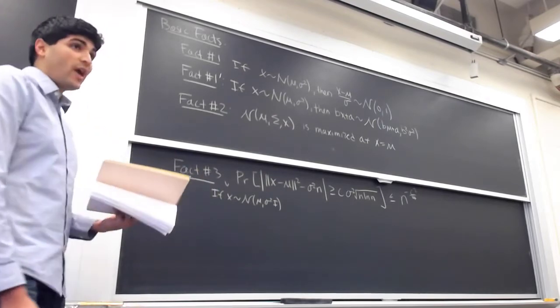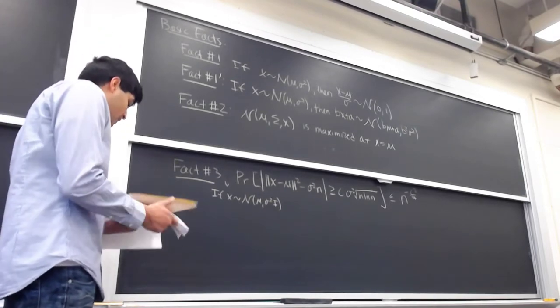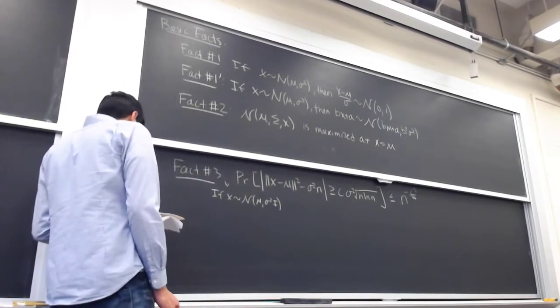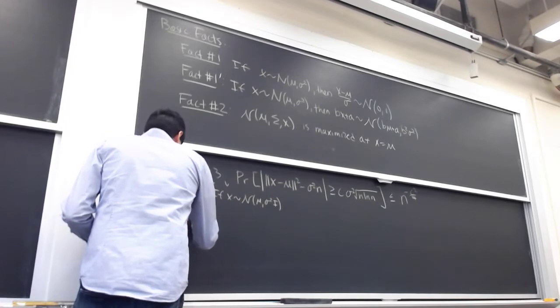You can prove this any way you want. But maybe one of the nicest ways to prove this is to introduce what's called the chi-squared distribution. So the idea, and this is really just a proof sketch.